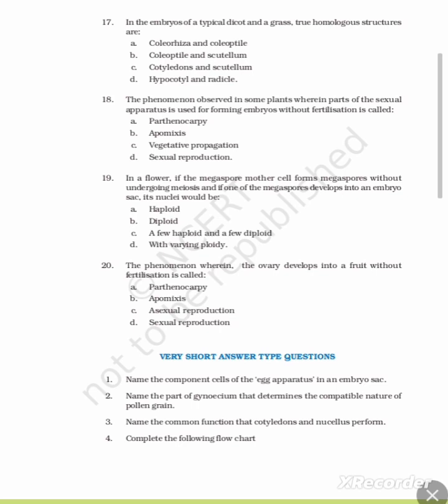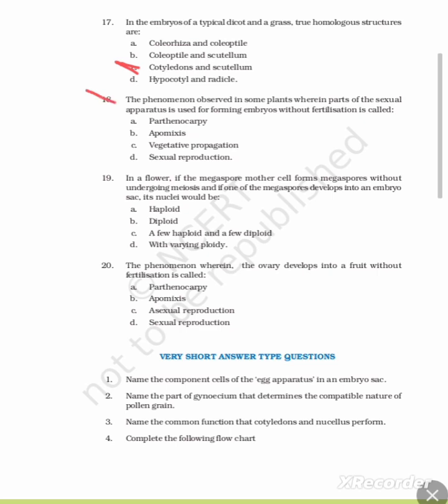In the embryo of typical dicot and grass, true homologous structures. The homologous structures in both grass as well as typical dicot are cotyledon and scutellum. Cotyledon and scutellum both are homologous.